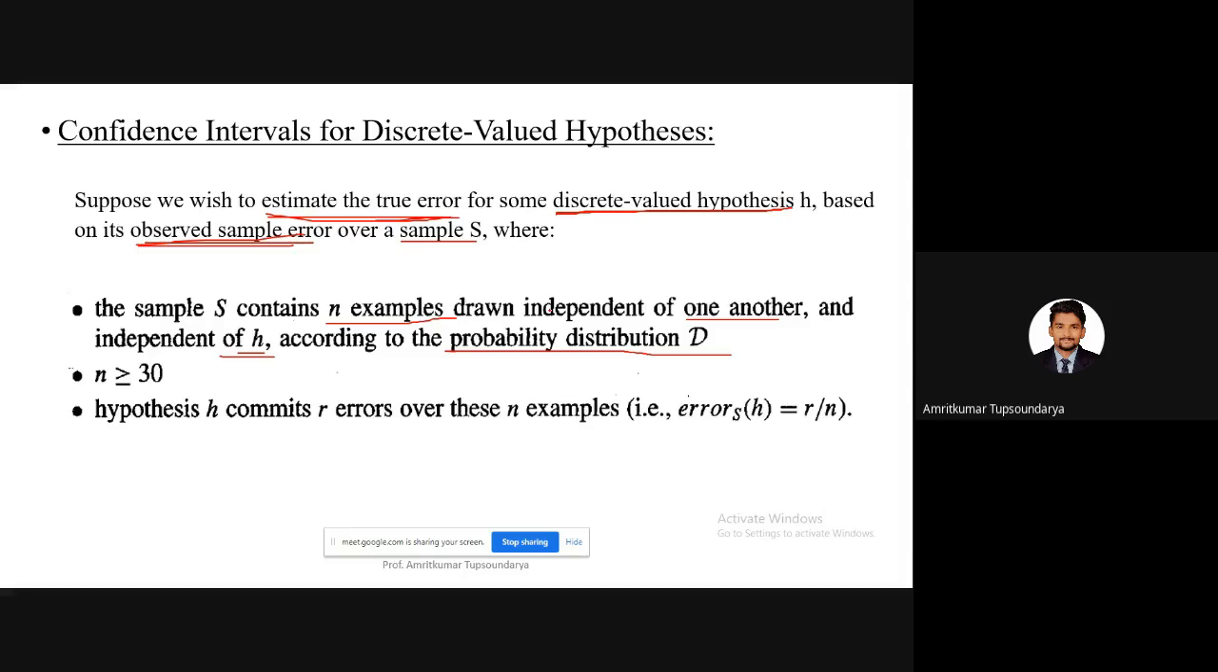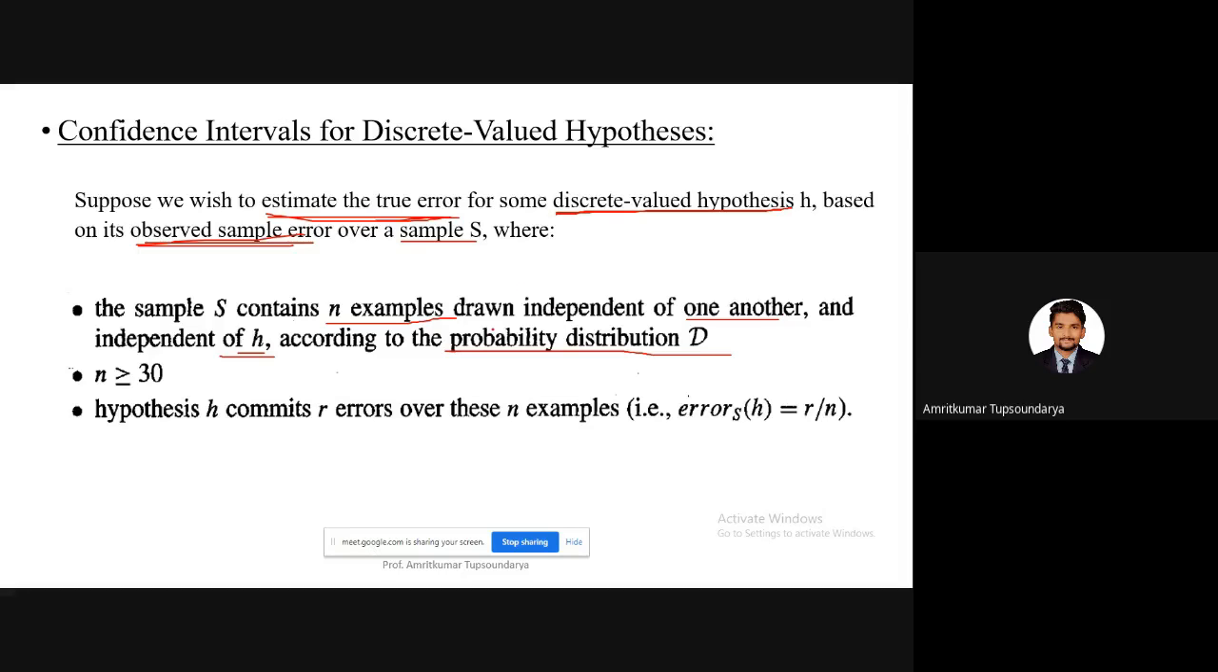So this is one condition that we have, that the sample space contains n examples drawn independent of one another and independent of the hypothesis h according to the probability distribution D. Another is that, suppose n is greater than or equal to 30. This is just for an example. Let's say that the number of training examples n is greater than or equal to 30.